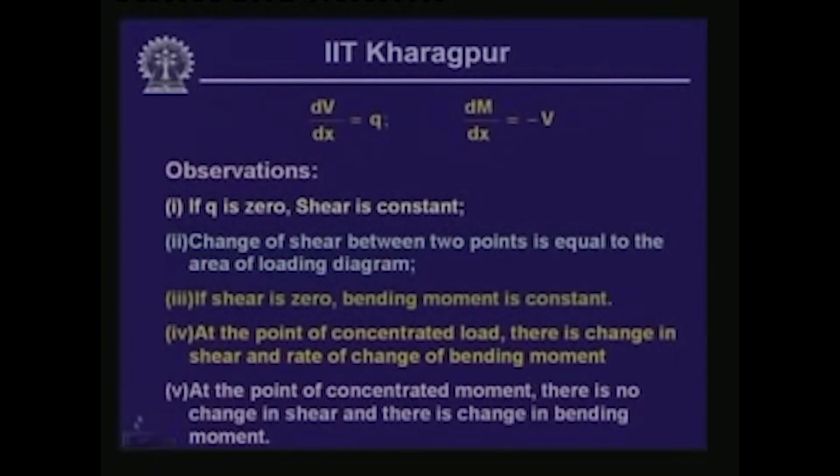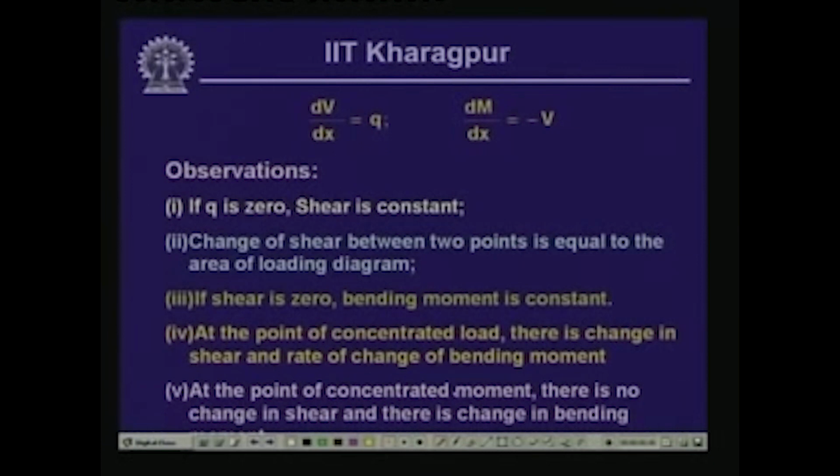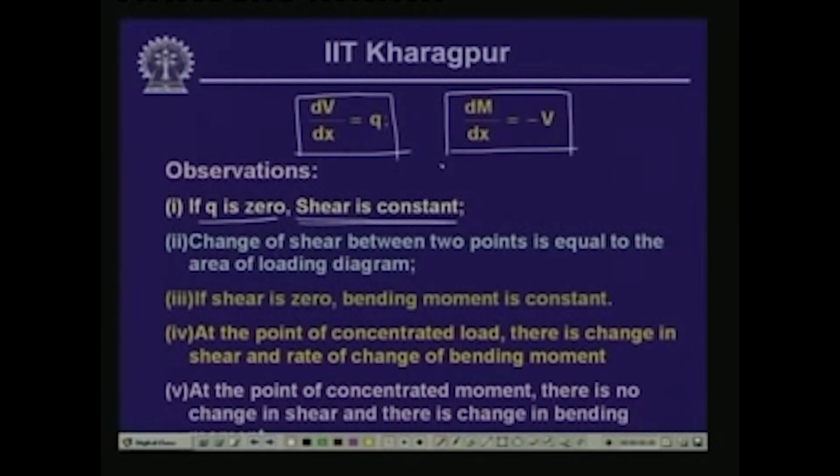Well, then in general, as we have observed from these expressions, dV/dx equals q, and dM/dx equals minus V. If q is 0, then the shear is constant, as we have seen through the examples as well, and if q is uniform, then shear is linearly varying along the portion of the beam. If q is constant, then shear will vary linearly. Just now we have looked into that.